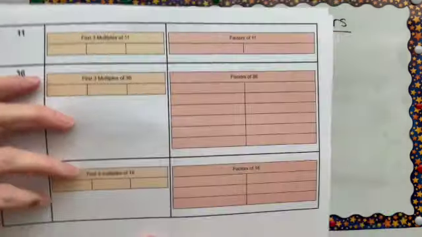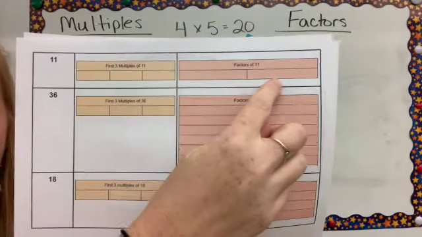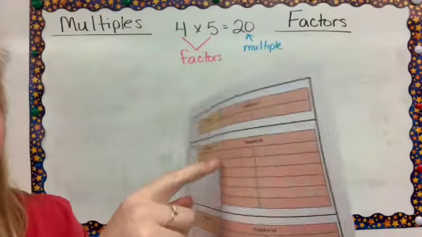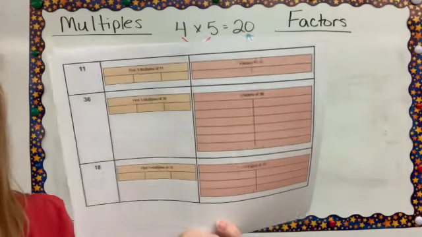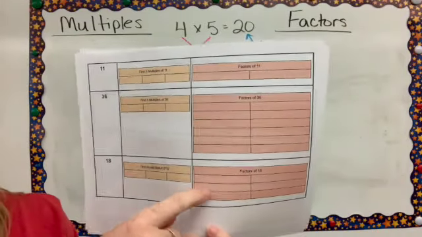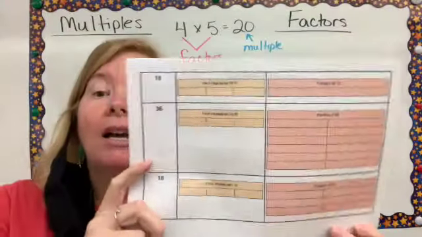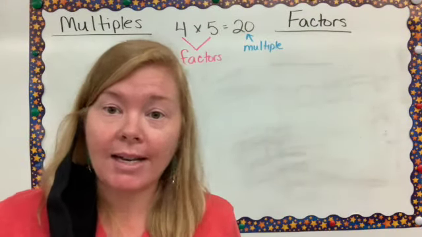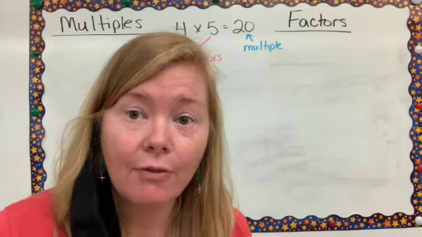Same thing on this page. The number 11 only has 2 factors, so you only have 2 boxes. And then the number 36, you have the right number of boxes that you need, and the same thing for 18. I'll go ahead and tell you, on your test, when you take your quiz for this, we're not going to tell you exactly how many boxes you need for your factors.